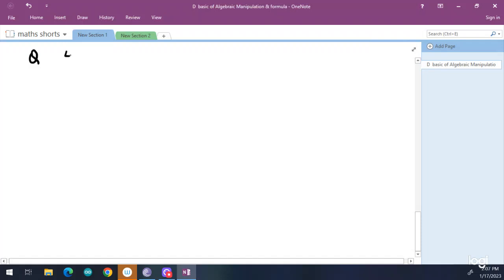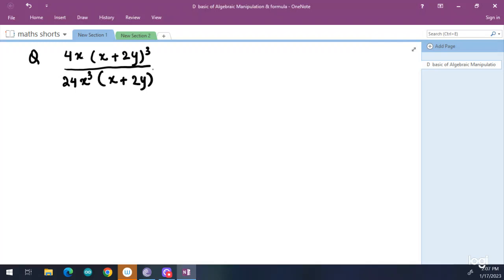The question is (4x + 2y)^3 over 24x^3 and (x + 2y) to the power, there's nothing, it means 1. So this is the question. So what we need to do is simplify this question.